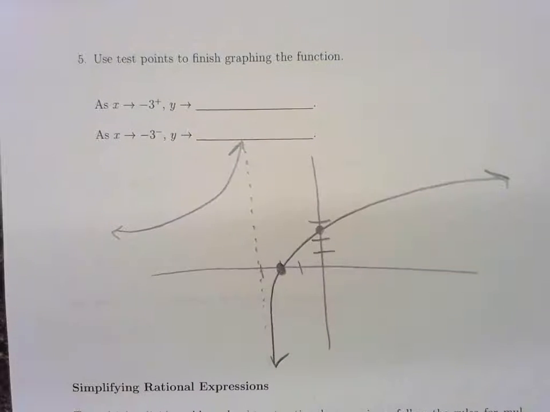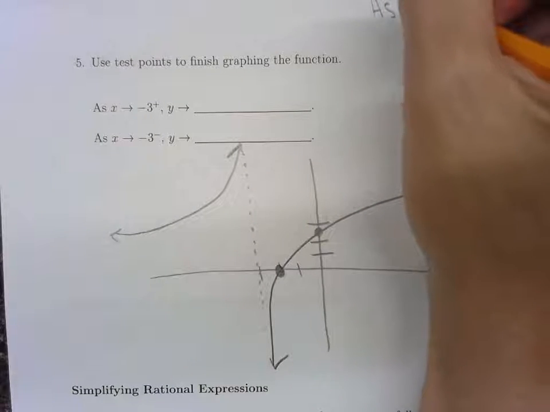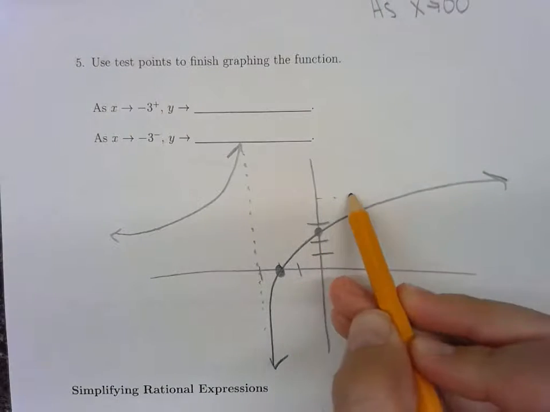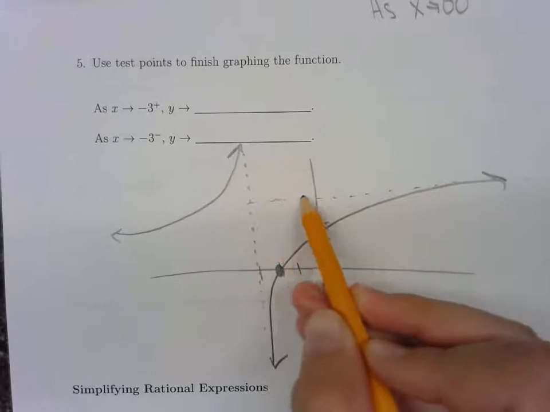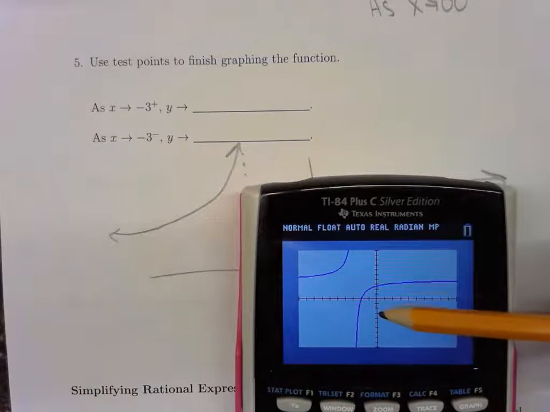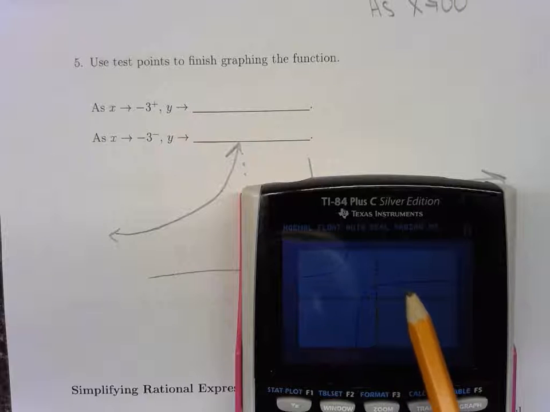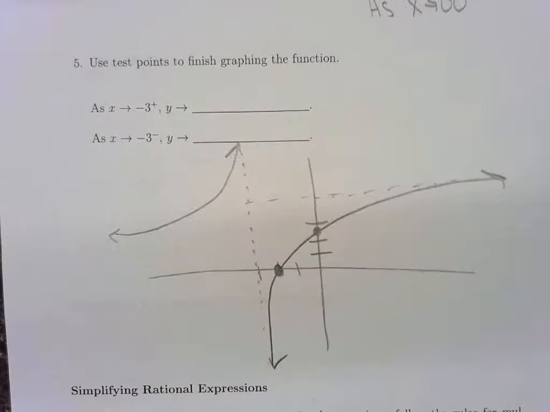So let's look at our horizontal asymptote. That's going to be as x goes to infinity. What's happening here? It's approaching something but never actually reaching it. So if you look, it looks like it is approaching around 3 or 4 maybe, we can't really tell.